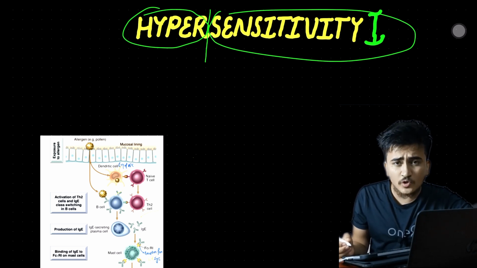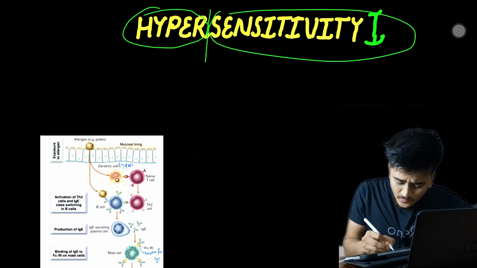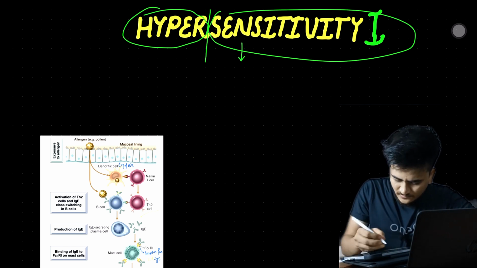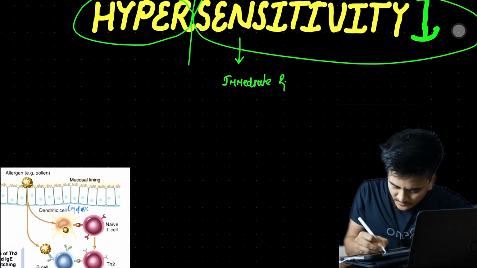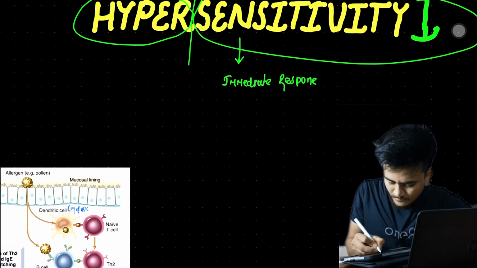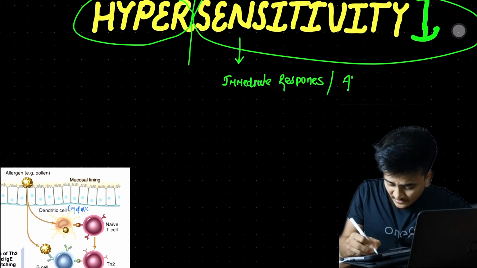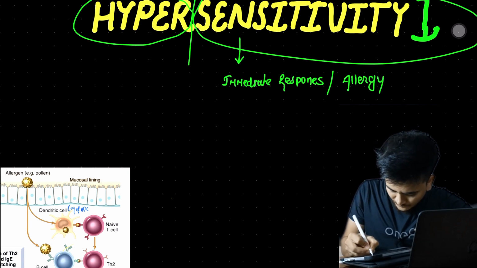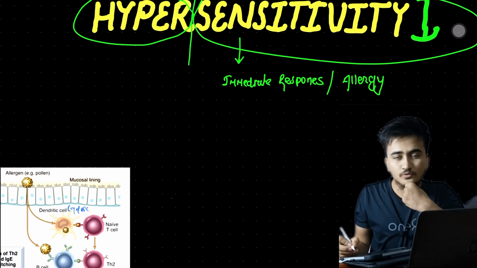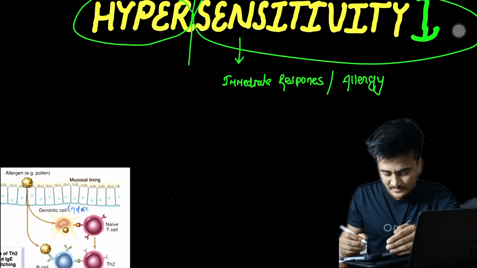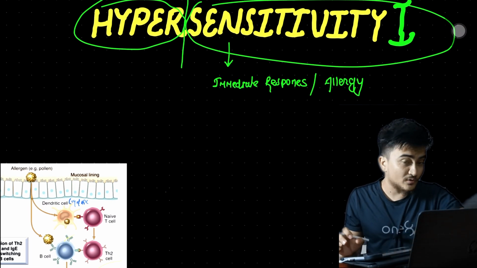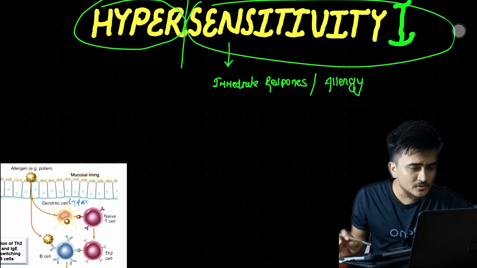It is also called allergy, or it has several names, such as immediate response, or also allergy. There is one good definition given in Robbins. We'll be looking at definitions after completing our discussion about hypersensitivity type 1, because after completing it, it will be so much easier for us to understand that one.